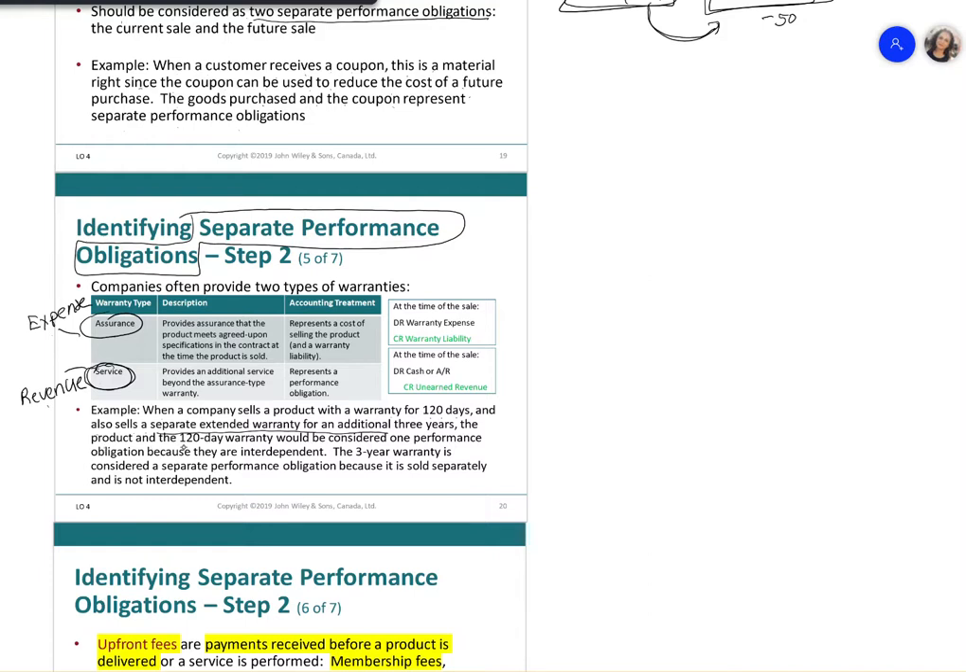the product and the 120 days warranty would be considered one performance obligation because they are interdependent. The 3-year warranty could be sold separately, so they are not interdependent. This is what happens when you have an extended warranty. If you have an extended warranty, then it will be treated like a service type of warranty. If it's included in the price, then it will be treated like an assurance type of warranty.